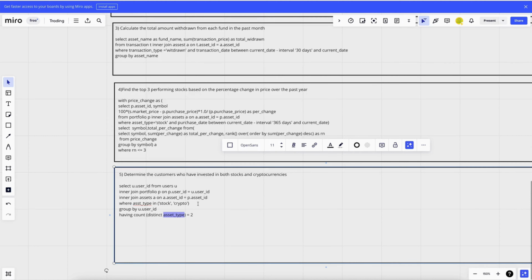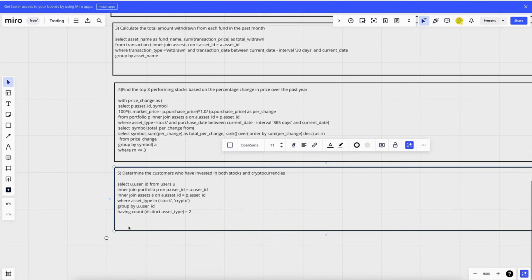Only for the user who bought both stock and crypto will this condition be met. So we are looking only for that user ID here, and that is what the question is about. Determine the customers who invested in both stocks and cryptocurrencies. So that should solve this problem here.